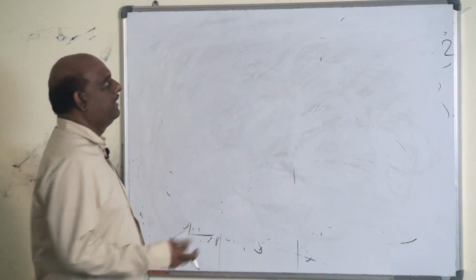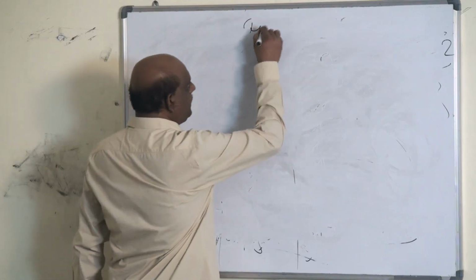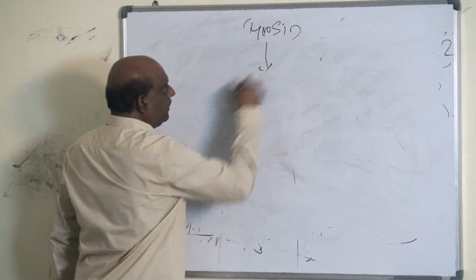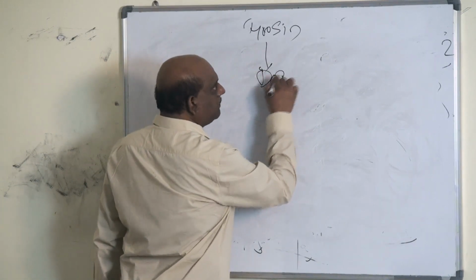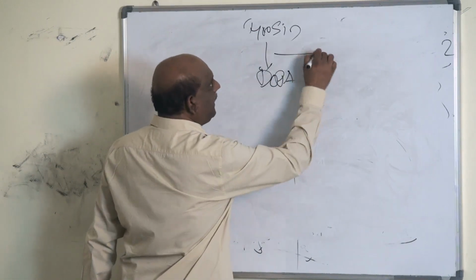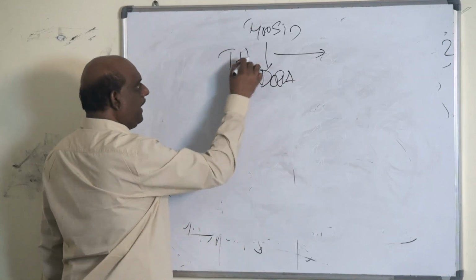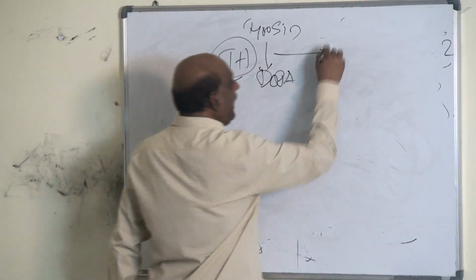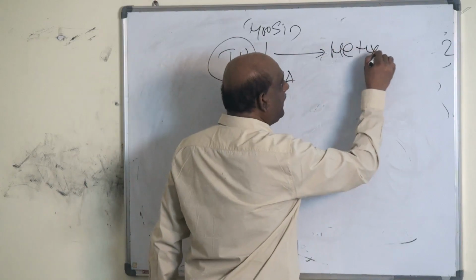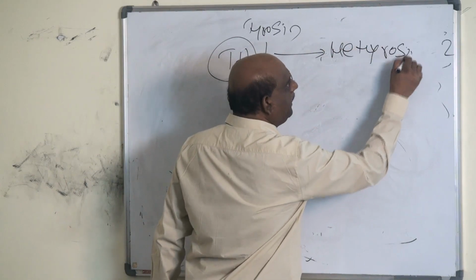Now doc, tyrosine becomes dopa. Who is the priest for this wedding? Tyrosine hydroxylase, which is the rate limiting step, and that is being inhibited by metyrosine.